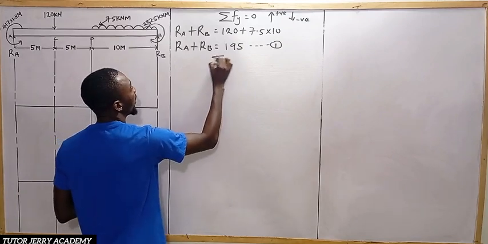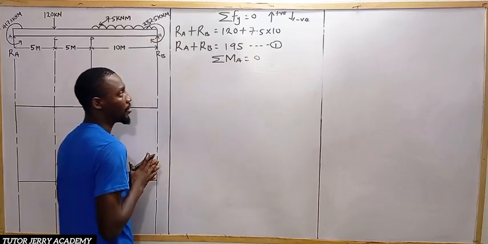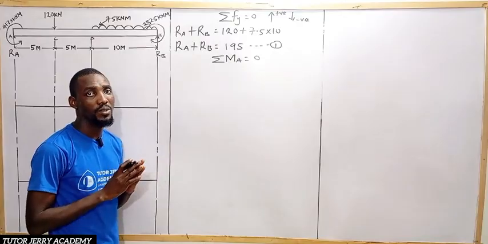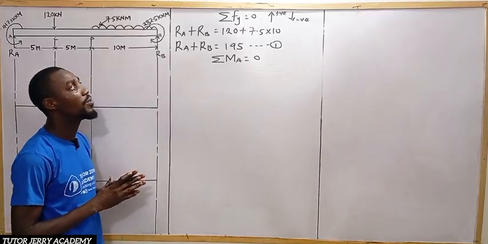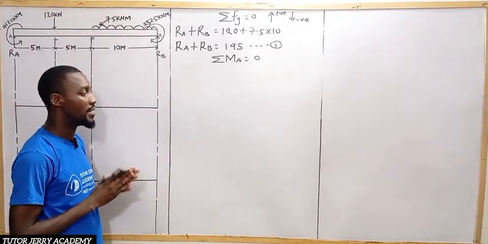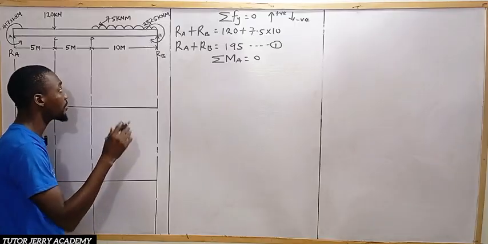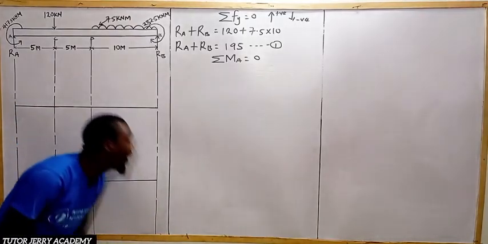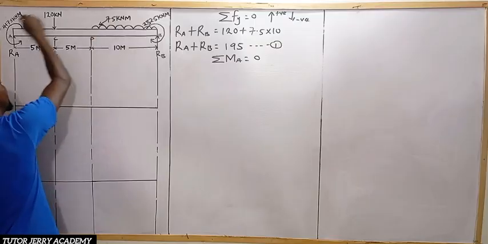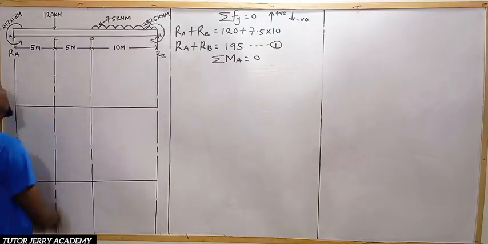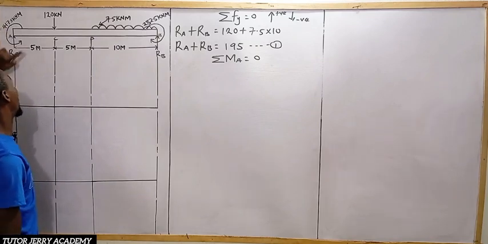The next thing we are going to do is to take the summation of moments about point A to be equal to 0. All right, you are going to need to listen carefully here. We have said that our upward force should be positive and our downward force should be negative. It means that the moment produced by our upward force, you are going to observe carefully, is giving us an anti-clockwise moment. That is the same as this moment here. You can see this one too is also an anti-clockwise moment.